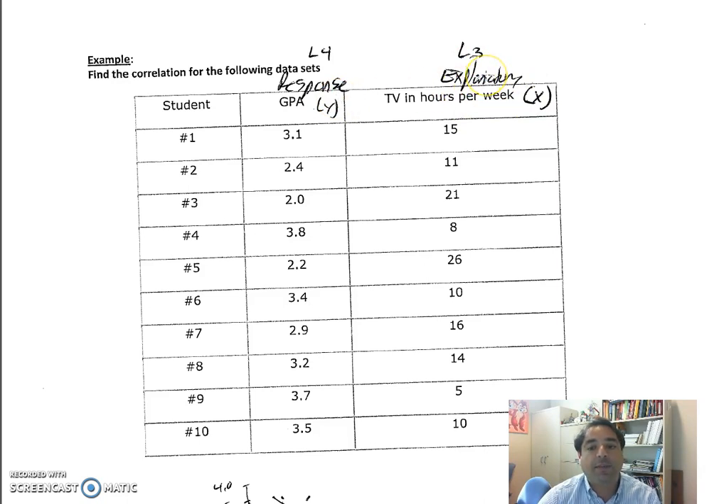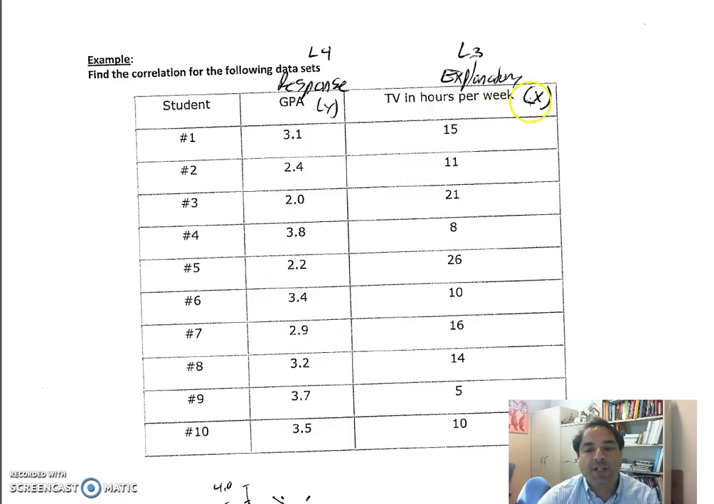So I'm going to label TV hours my explanatory, my X, put all that in list 3. I'm going to label GPA, my response, my Y, put that in list 4, because they're trying to say, is there a relation between how many hours of TV you watch and your GPA? Notice I'm not touching my calculator yet. We set everything up. So we know what our X is, we know what our Y is.